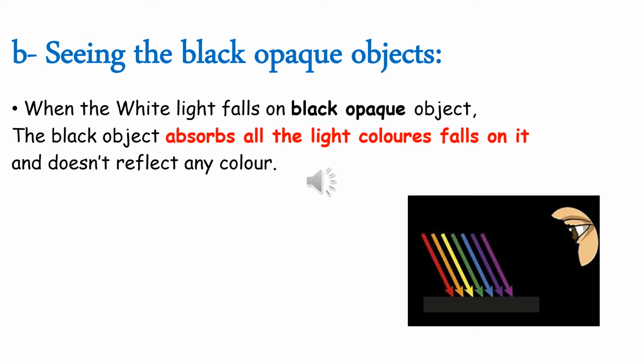Seeing the black opaque objects, like the black t-shirt, like the blackboard. When the white light falls on a black opaque object, the black object absorbs all the light colors that fall on it, and doesn't reflect any colors to our eyes. So it appears in a black color.